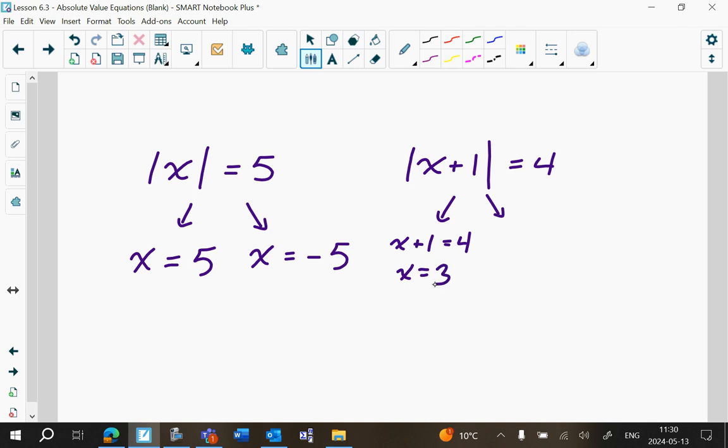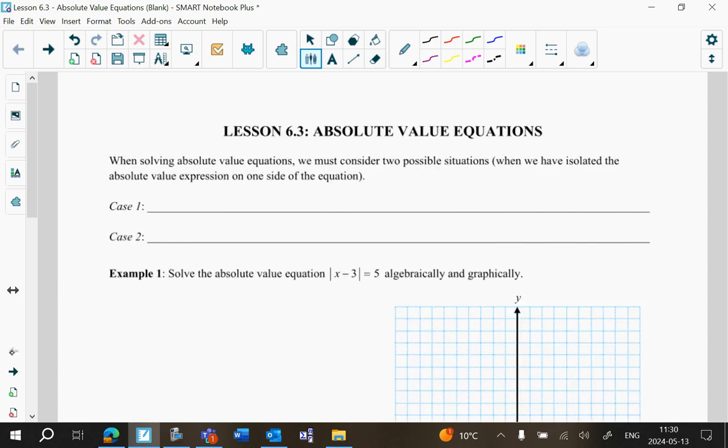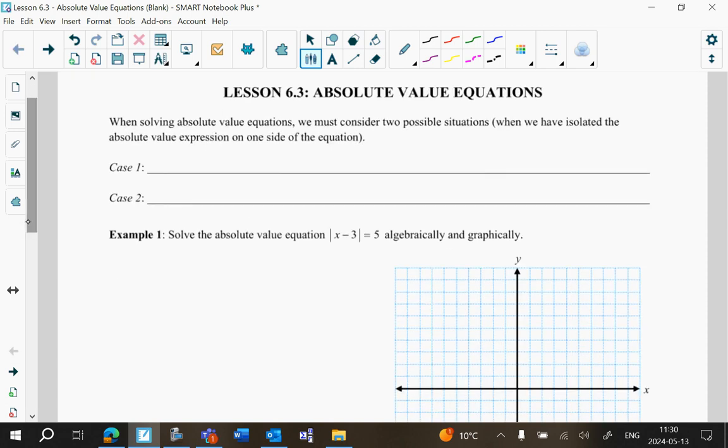But remember, this could also work out to negative 4. So X plus 1 could also work out to negative 4. We'll just solve it. X equals negative 5. Okay? So that's how we solve absolute value equations, is we actually make two equations.